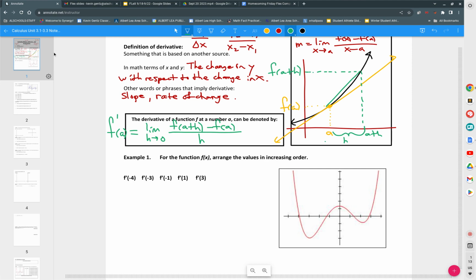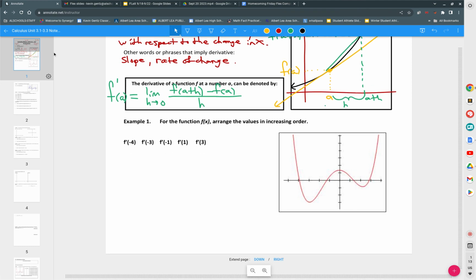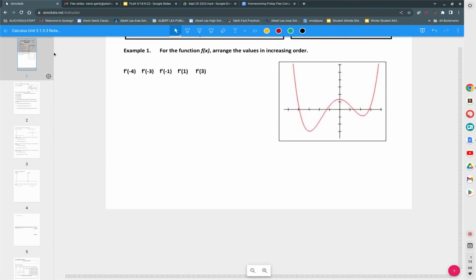Good. All right, let's do the easy stuff. We start basic. This is the function f of x. Arrange the values in increasing order. So it's asking me to arrange f prime of -4, f prime of -3, f prime of -1, f prime of 1, and f prime of 3. What that means is the slope of the curve at that x value.